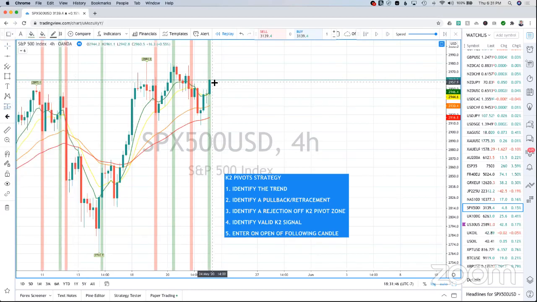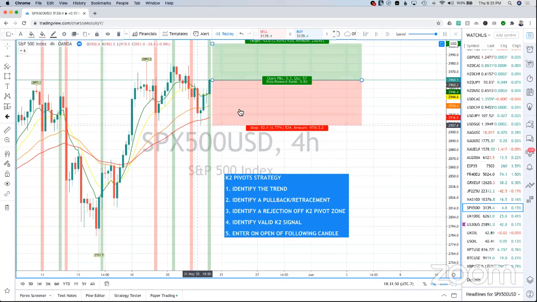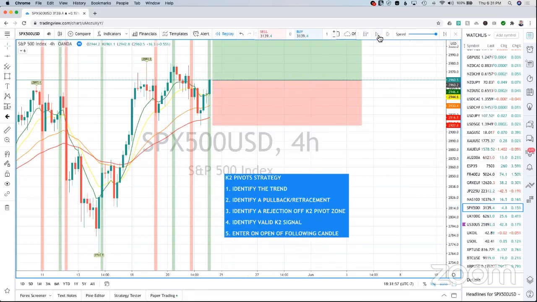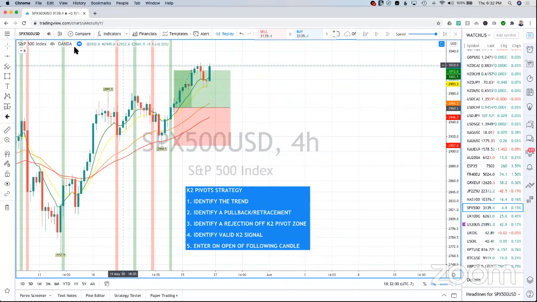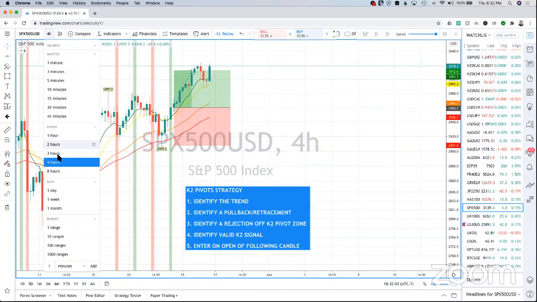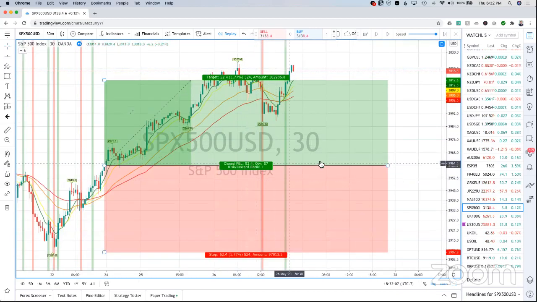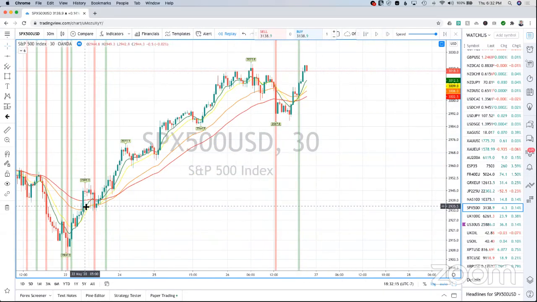You can enter on the open of the following candle right here. Place your stop loss at the previous swing, which is right here, 524 pips. Let it run. Profit target, same thing. It works the same on the 30-minute. Same difference. So yeah, there'd be another entry there. Actually, these wouldn't be entries.